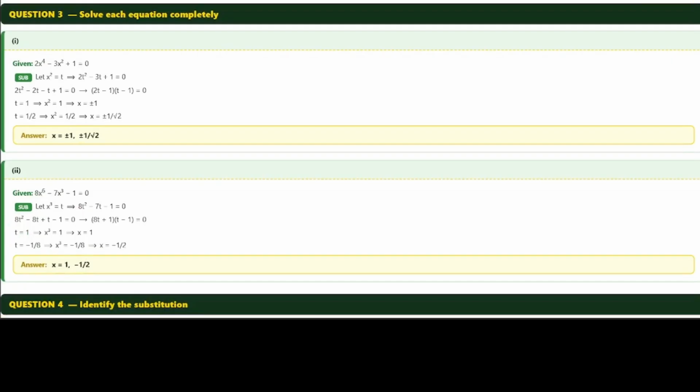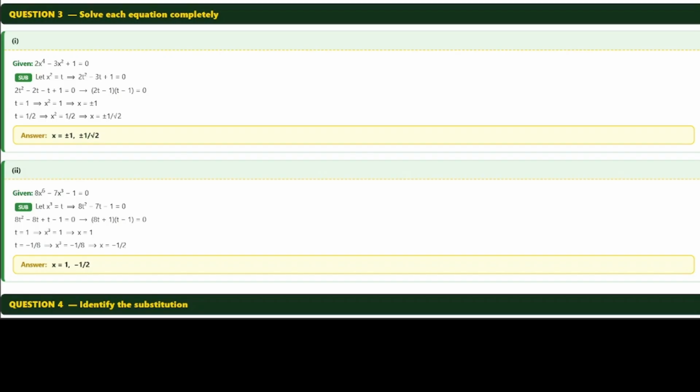Moving on to question number 3, we need to solve each question completely. Here we have 2x^4 - 3x^2 + 1 = 0. So we can take x^2 and let it be equal to t. Our equation is now 2t^2 - 3t + 1 = 0. So we need to find the factors now.